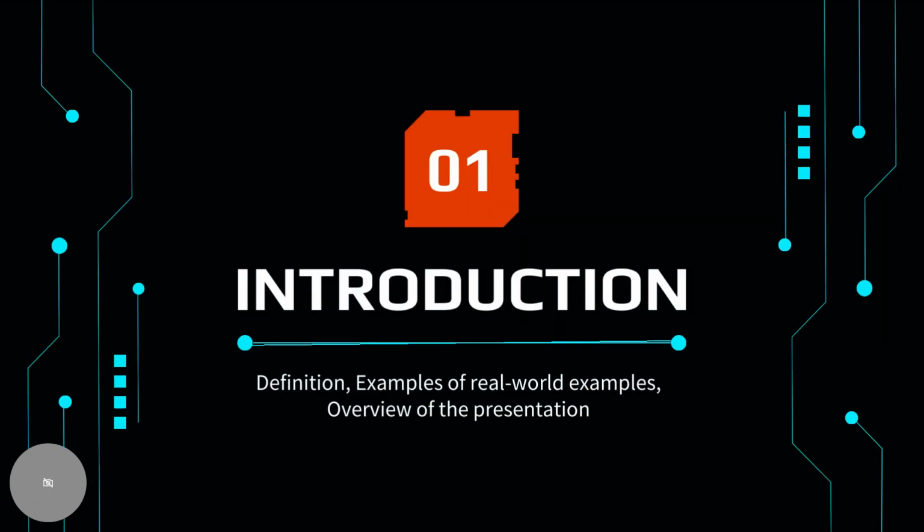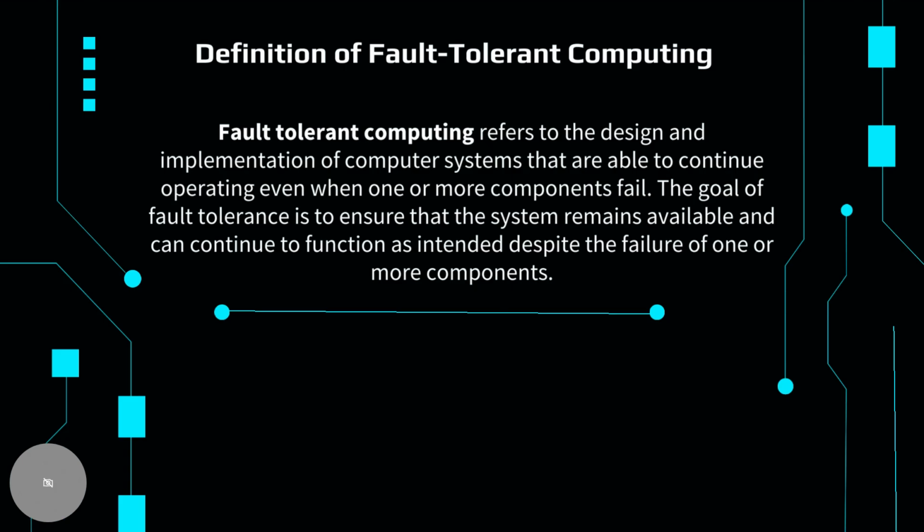Our introduction. Fault-tolerant computing refers to the design and implementation of computer systems that are able to continue operating even when one or more components fail. The goal of fault tolerance is to ensure that the system remains available and can continue to function as intended despite the failure of one or more components.